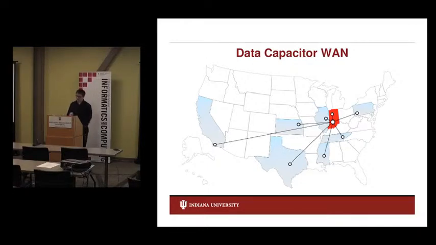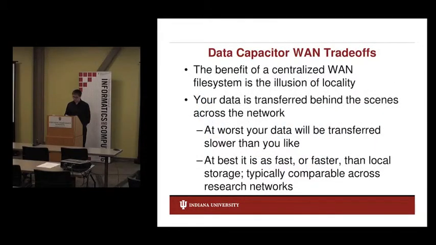So data capacitor WAN, central to nationwide resources now. And okay, back to the benefits. The benefit is the illusion of locality, that on the resources in California or Texas, when you're on the machine at the command line, it looks like any directory that is on the system. So there's no special commands that you need to use your data. It's just standard commands.